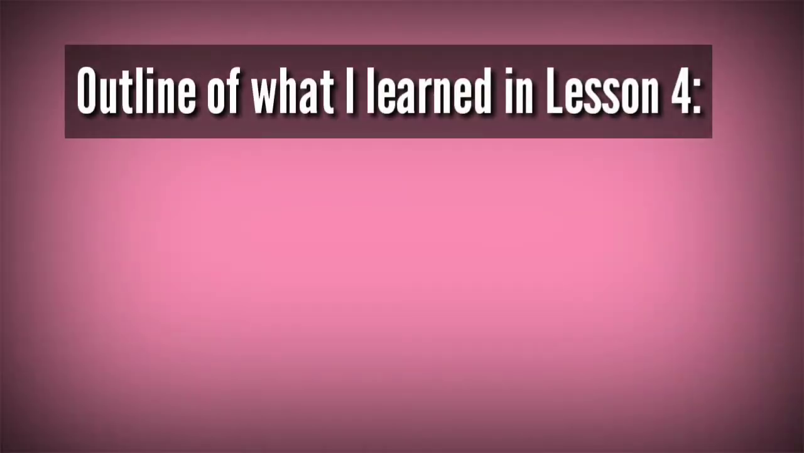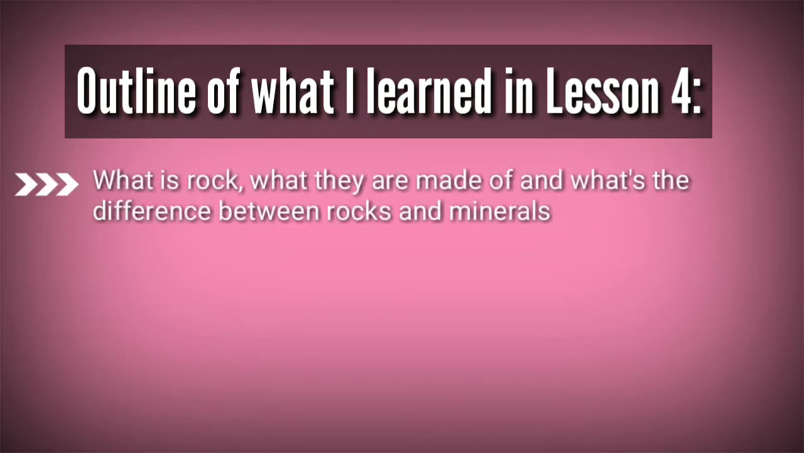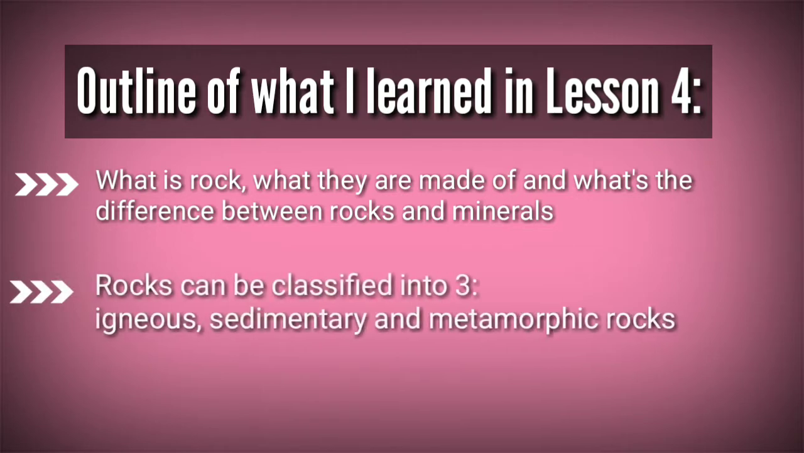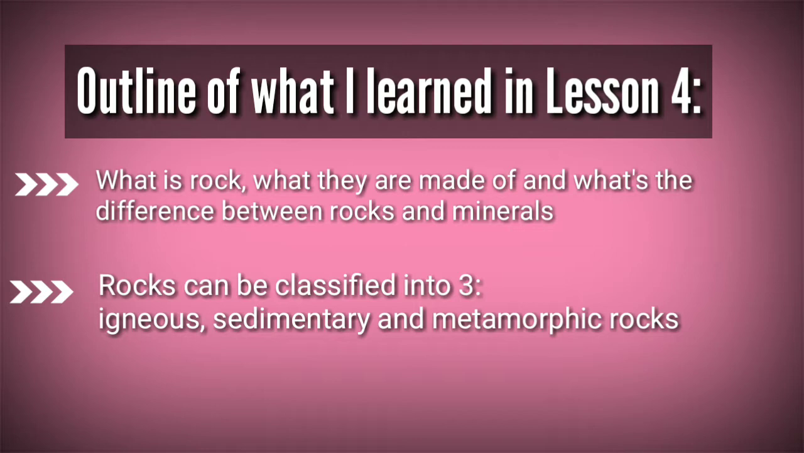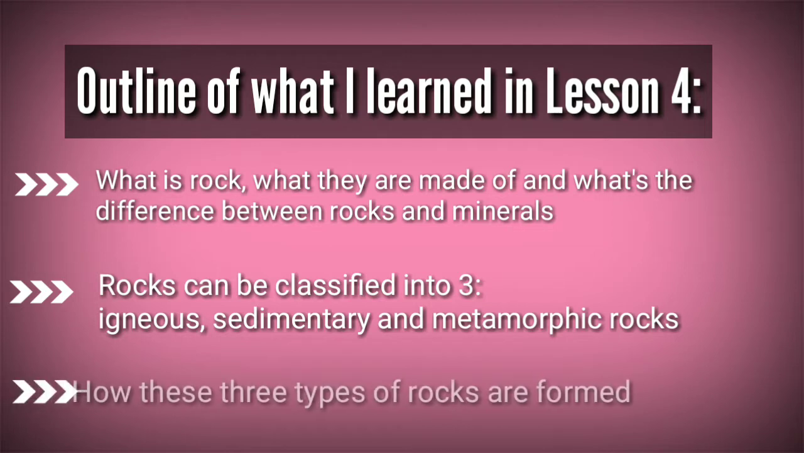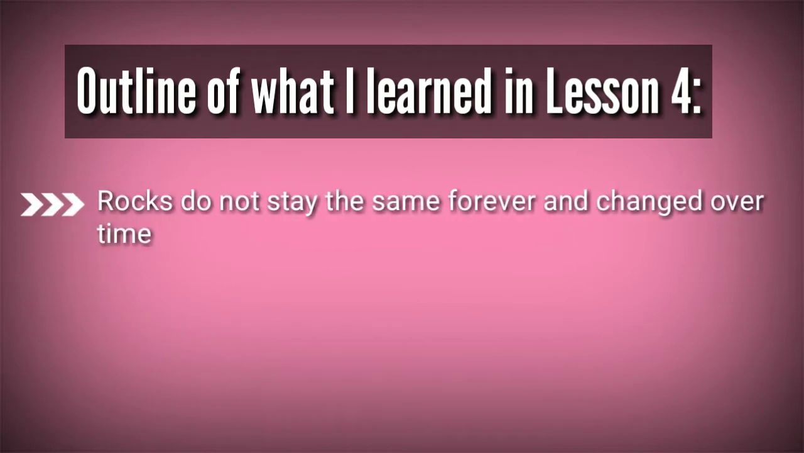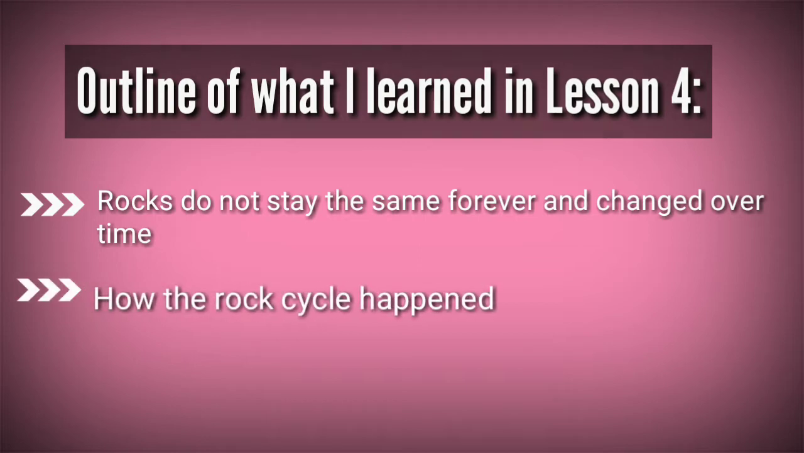Here is the outline of what I learned in Lesson 4. I learned what a rock is, what it is made of, and what the difference is between rocks and minerals. I learned that rocks can be classified into three: igneous, sedimentary, and metamorphic rocks. I also learned how those three types of rocks are formed, and that rocks do not stay the same forever and change over time. And most importantly, I learned how exactly the rock cycle happens.